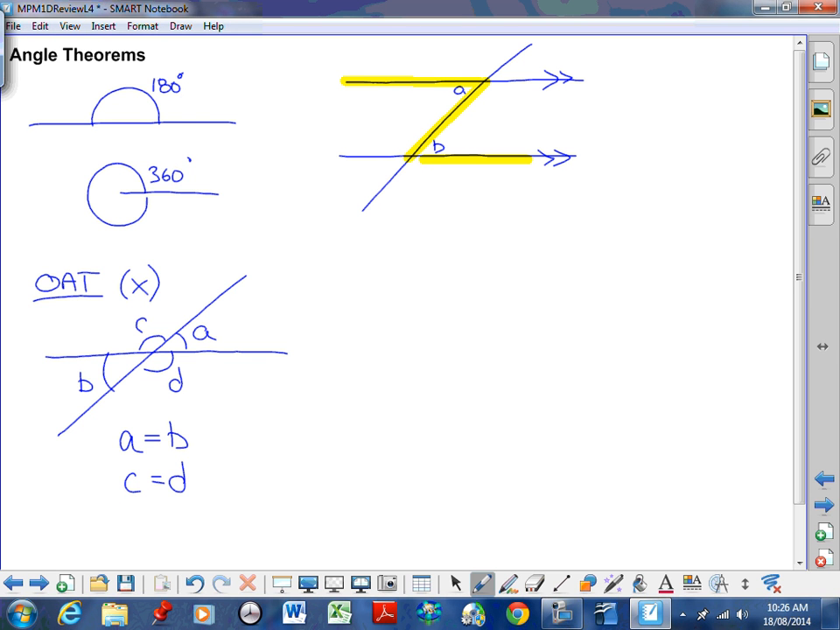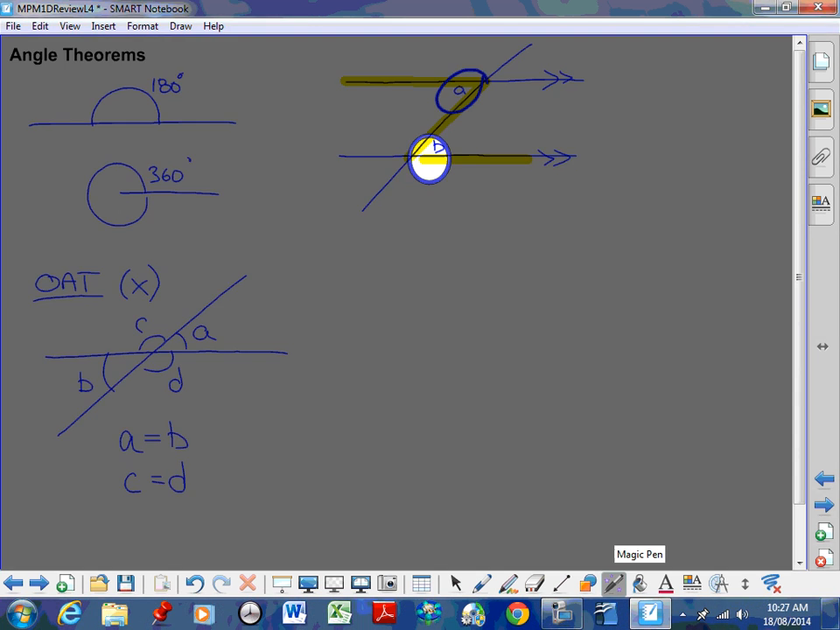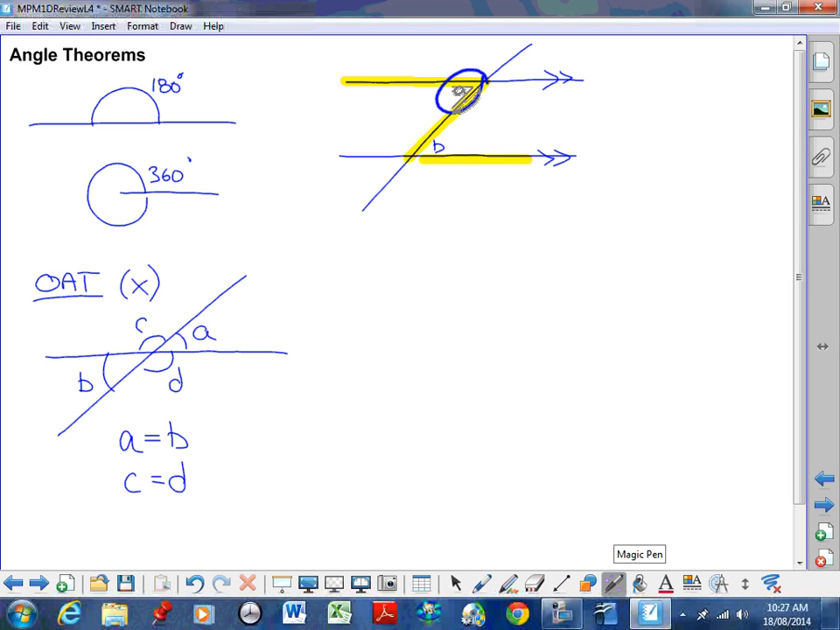It's like a person. Our Z has two armpits. An armpit here and an armpit there. Your armpits always smell the same. So angle A equals angle B. Armpits smell the same. Angle A equals angle B.